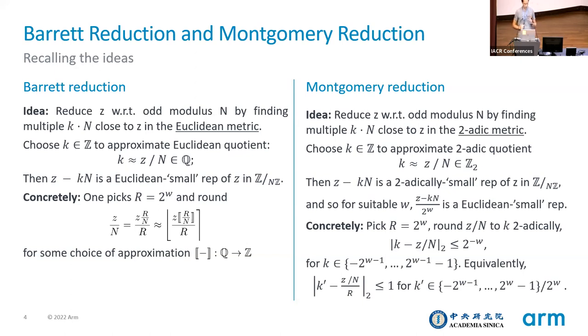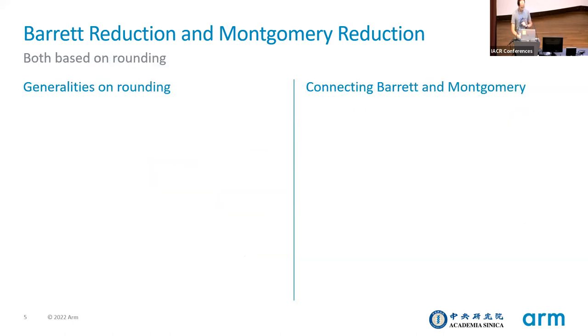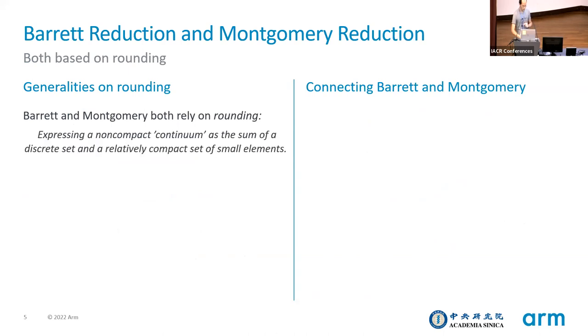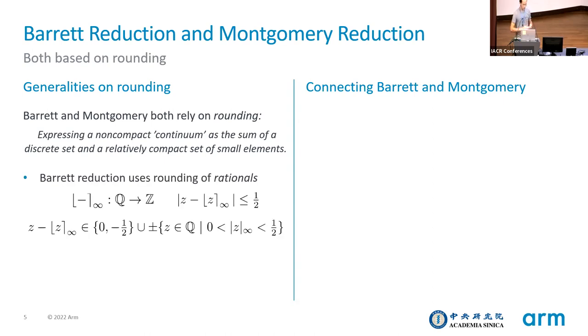So note one thing. Let's go to the next slide. So let's reflect a little bit on this. In both cases, we did some kind of rounding, but different kinds of roundings. So in the rounding in the sense that you have something large, continuous, and you aim to express it as a sum of something discrete and some small elements. And in the Euclidean sense, of course, you just round a real number to an integer, and the error is a number between minus 1/2 and 1/2.